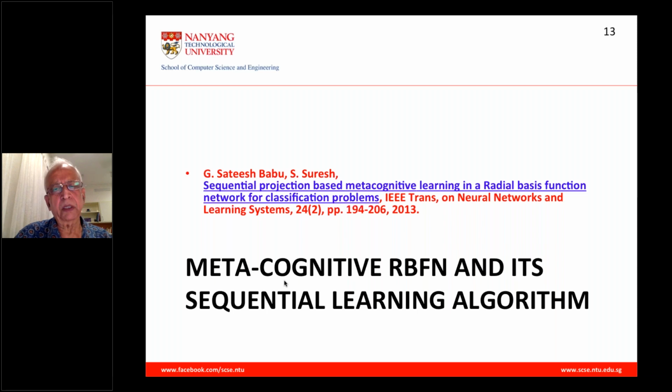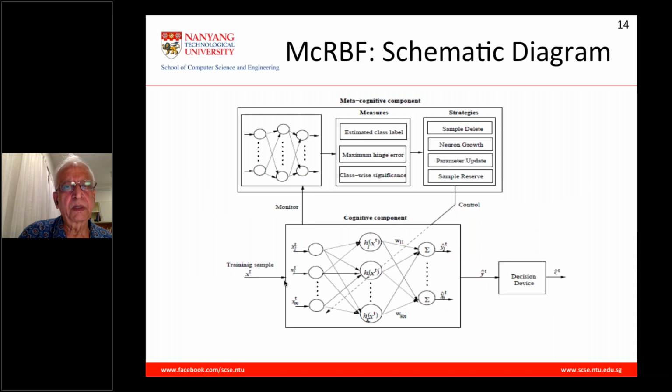Essentially, I'm talking about a simple structure RBF network, and then how I bring metacognition into learning and the algorithm, and I'll show you the benefits. This is the system. You can see this is what we do normally. This is the cognitive component. You get the training samples. This is a radial basis function network, so exponential. Input weights are 1 here. Output weights are the ones you determine, and this is the output.